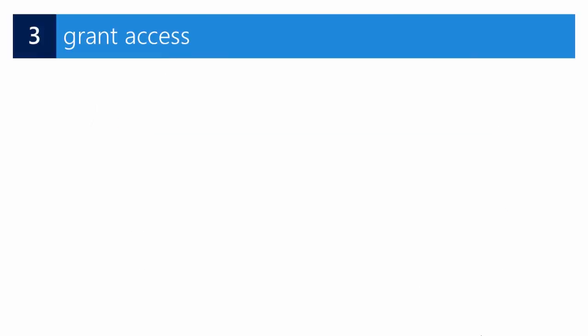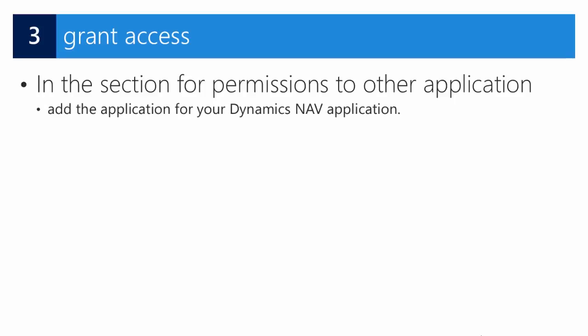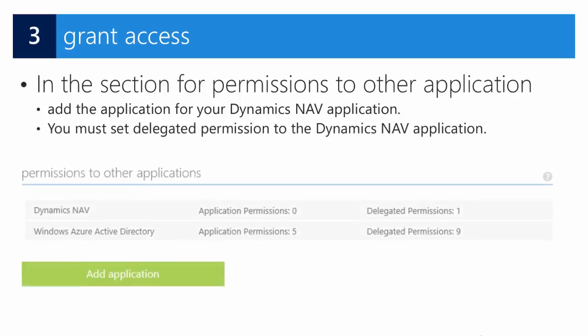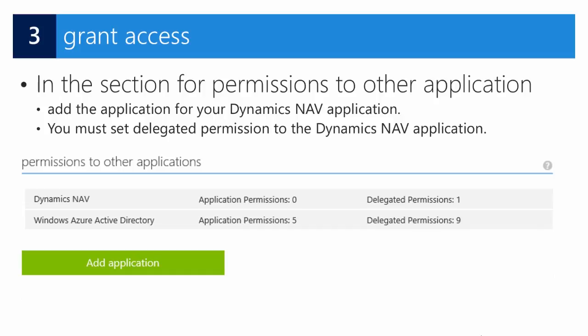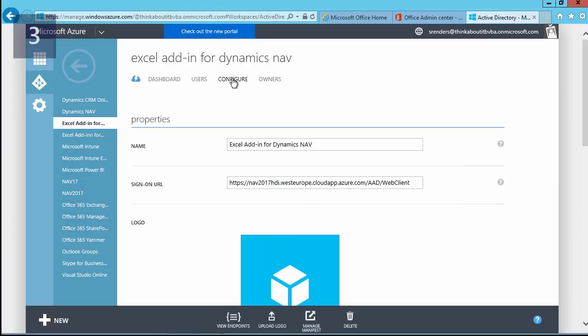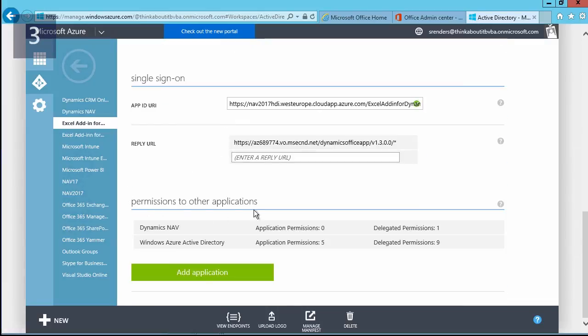The next step is to grant access in the configuration pane for my Azure AD application. We can add the application for Dynamics NAV, and then you need to set the delegated permissions for our Dynamics NAV application. Let me demonstrate that. So if I go back to the configuration pane of my application, I can scroll down until I see permissions for other applications. As you notice, I have already added Dynamics NAV and the delegated permissions.